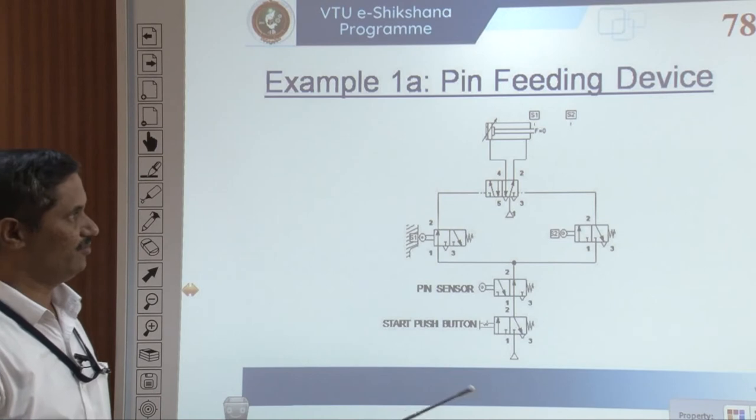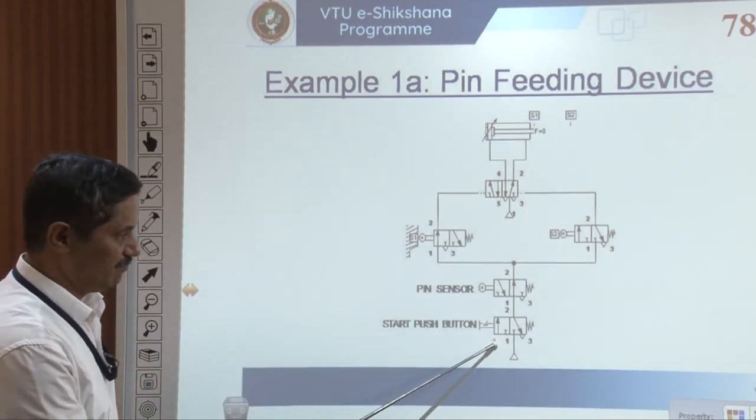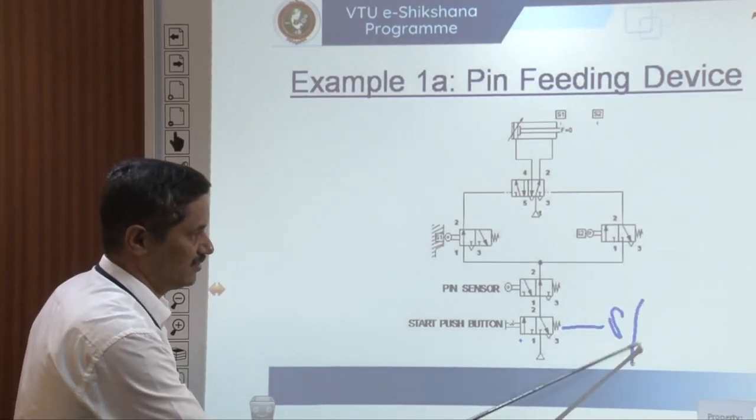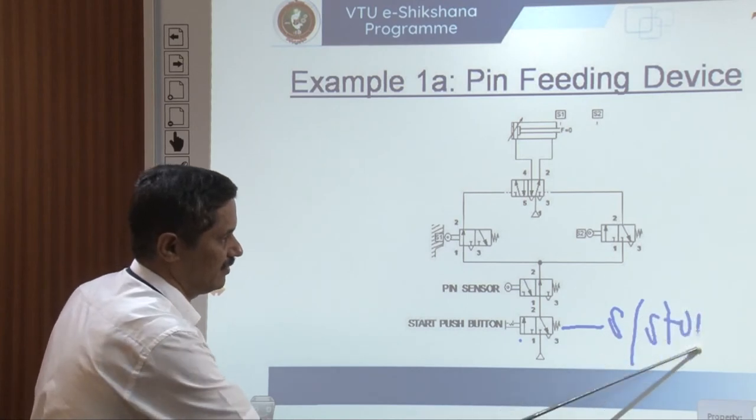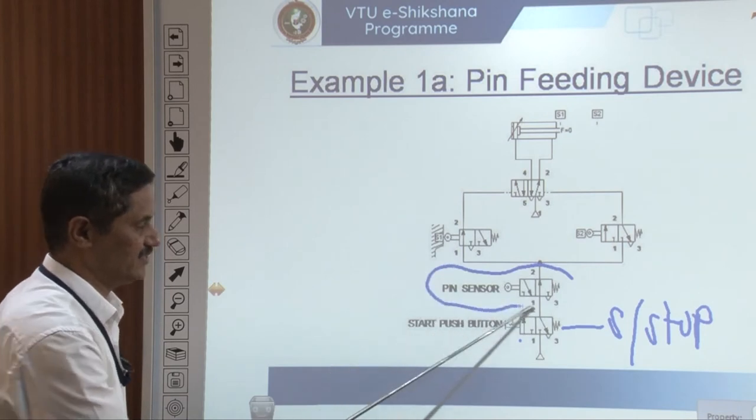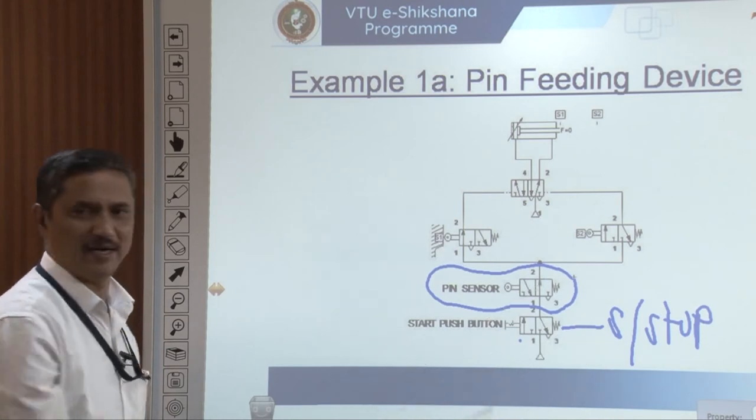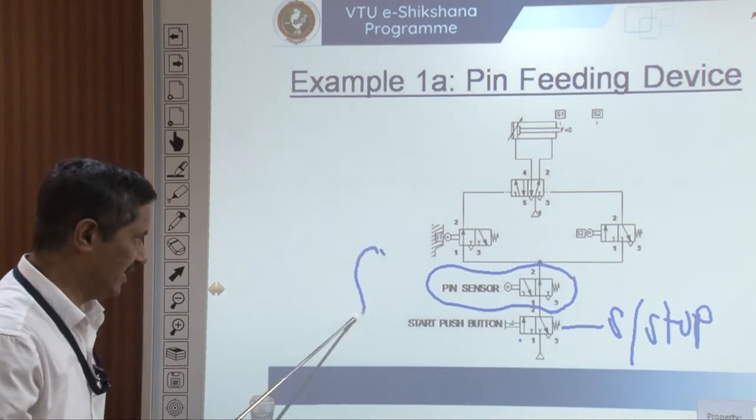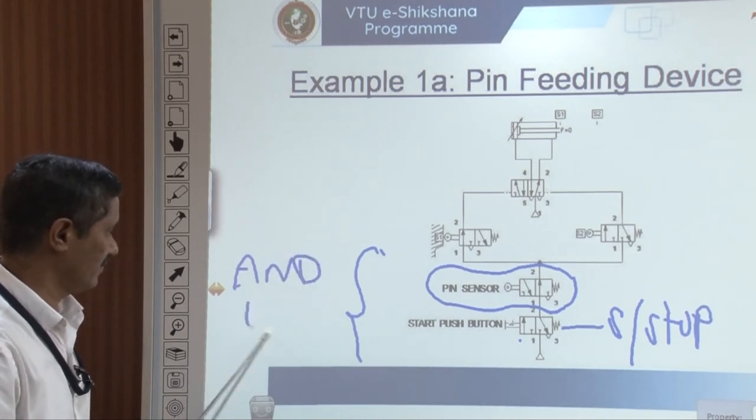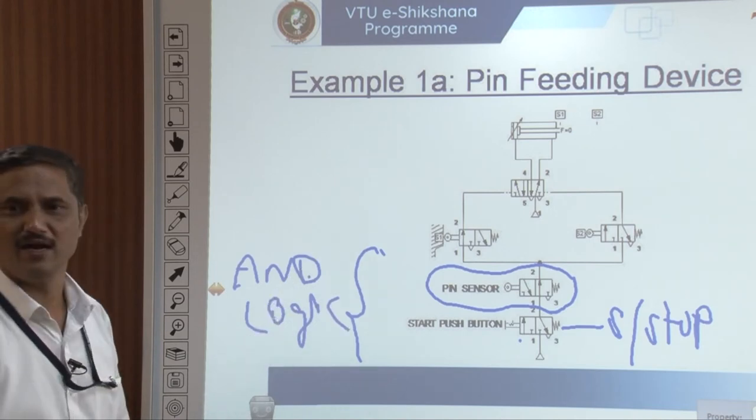If you observe this now, what have we done? This is your input element, the start stop button. Okay. So next one is the pin sensor. This is your pin sensor. The pin sensor is connected in series with the start stop button. This means we have created an AND logic. This is an AND logic here.